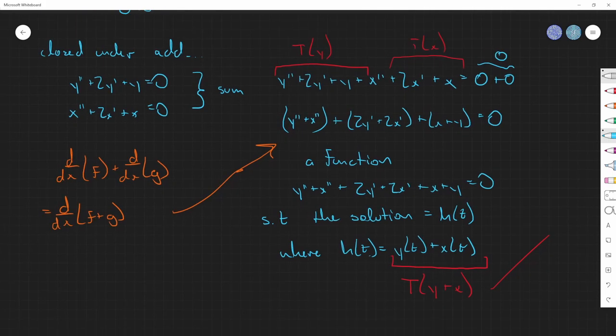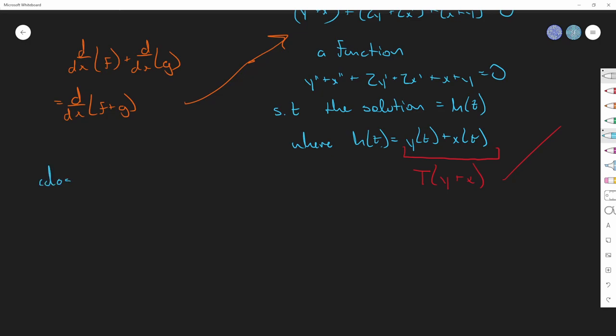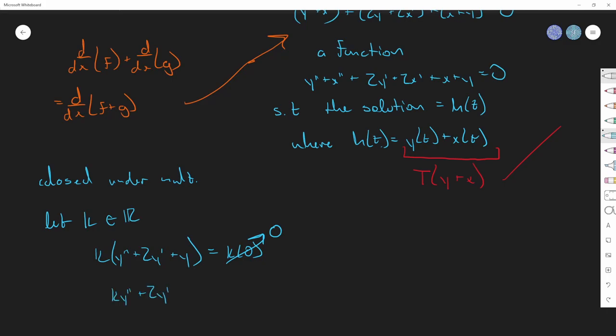Now for closed under scalar multiplication, we're going to let k be any real number. And so we're going to use the function y. We're given a differential equation y double prime plus 2y prime plus y, and we're just multiplying it by k, and this is also equal to k times 0, so this is automatically going to be 0. And then here we'll have k y double prime plus 2k y prime plus k y is equal to 0.